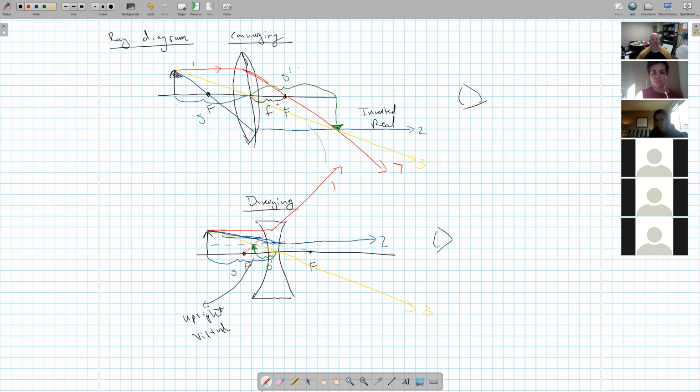Now, again, just like for the mirrors, all we have to do is draw 2 of these. We don't have to draw all 3 of them. So whichever 2 is your favorite. If you want to draw 1 and 2, or 1 and 3, or 2 and 3, whatever combination, it doesn't really matter. Typically, I usually just draw 1 and 2, because I can never draw this line straight, so life is great. Okay. So this is how we do the ray diagrams.